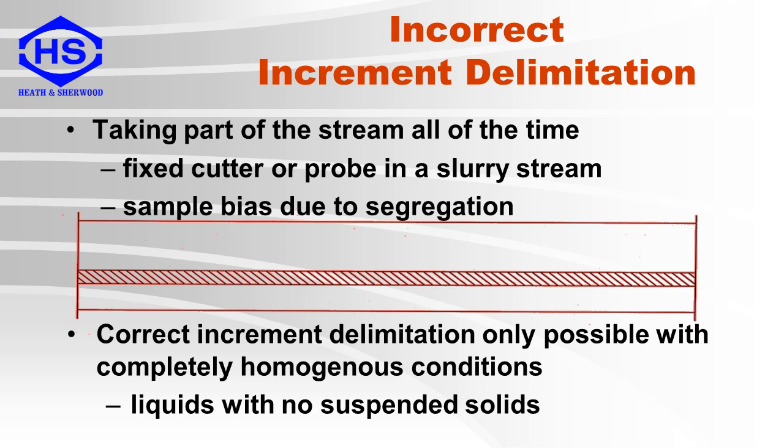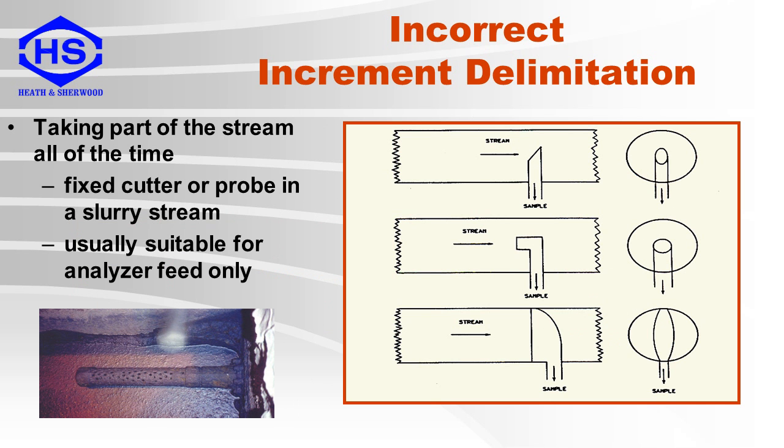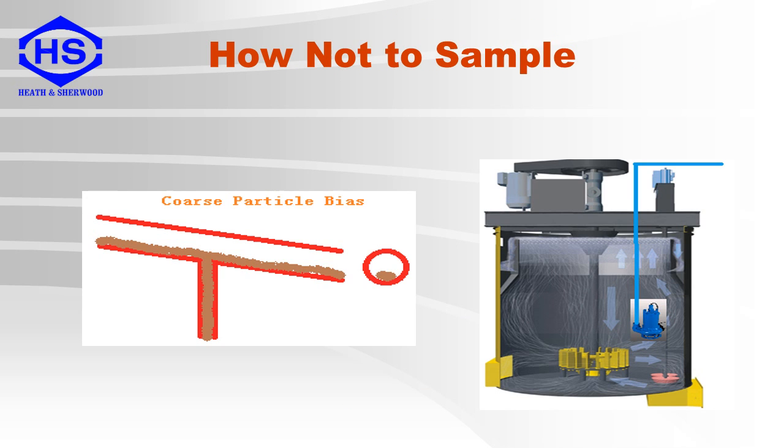In the case of fixed cutters, correct increment delimitation is only possible with completely homogeneous conditions, such as liquids with no suspended solids. Here are some examples of taking part of the stream all of the time: nozzles and cutters. These kinds of samplers are usually only suitable for supplying a sample to an analyzer, such as an XRF or particle size analyzer. Here are a couple more examples of taking part of the stream all of the time. A hole at the bottom of a pipe. This would be coarse biased. A submersible pump placed in the flotation tank or a launder.